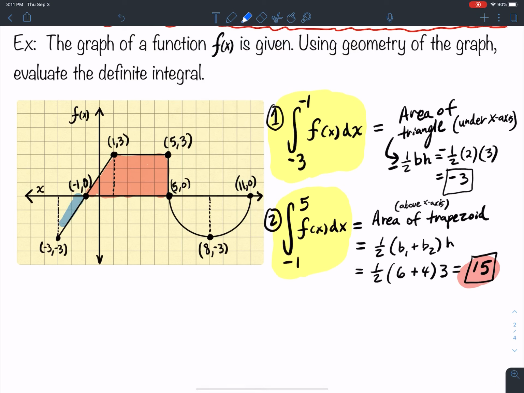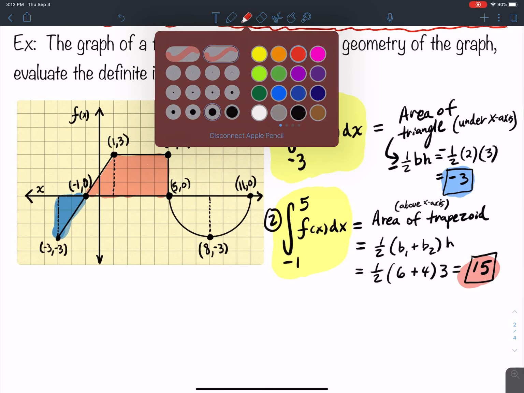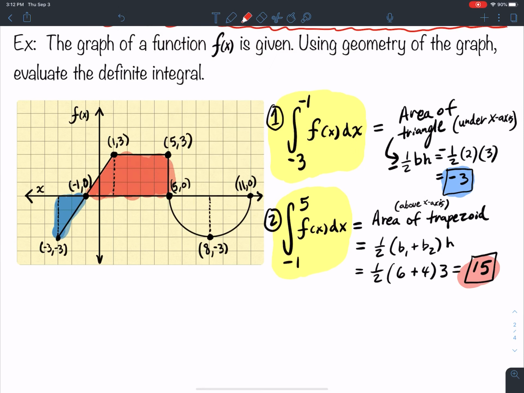The area of this triangle here that we just found is -3. This is negative because it's below the x-axis, and then this is positive because it's above the x-axis.